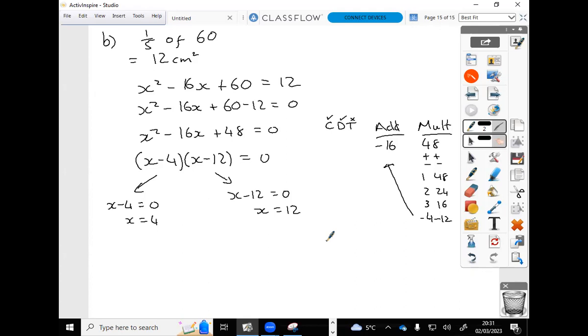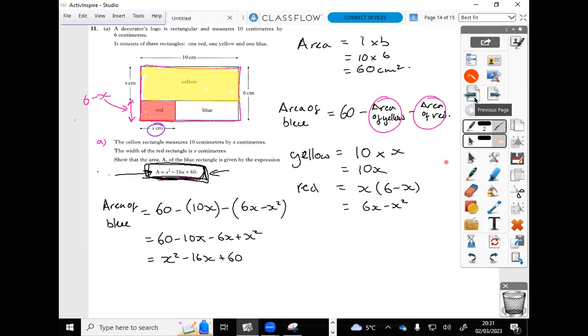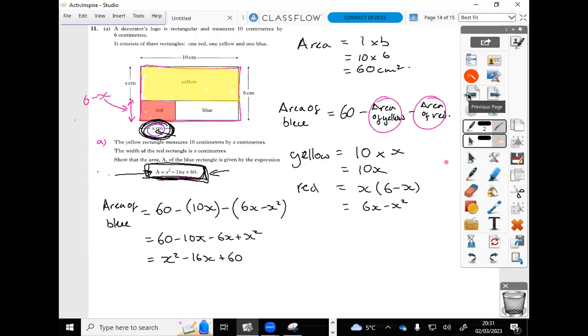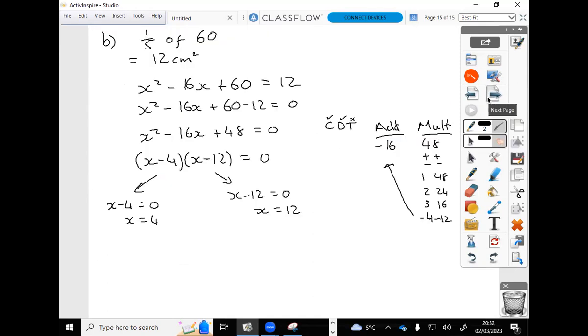Now, remember the last mark is saying which one of these is true. x centimeters is the value that we use for this length, and x can either equal 4 or 12. Well, which one makes sense? The whole length is 10 centimeters, so that length there can't equal 12. That can't happen as an answer, so x must equal 4 centimeters.